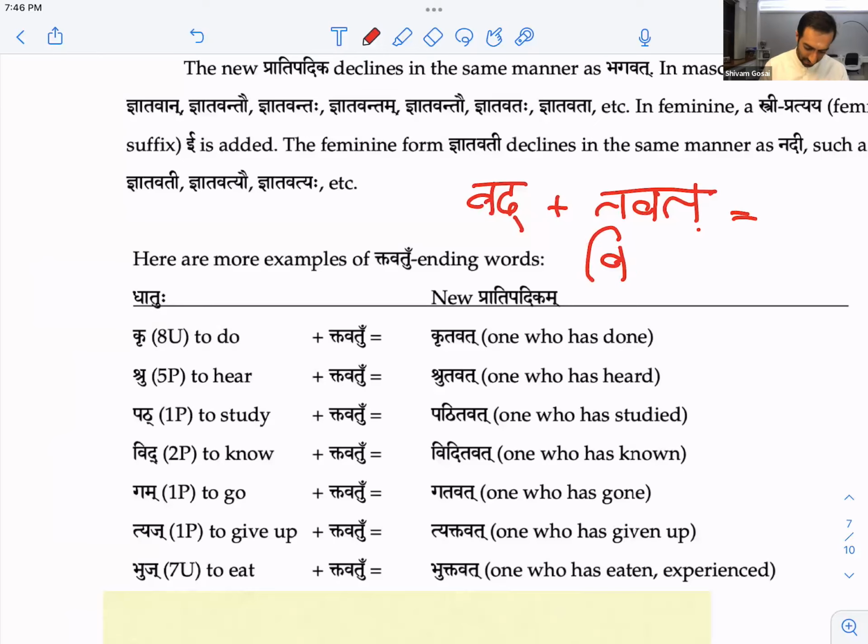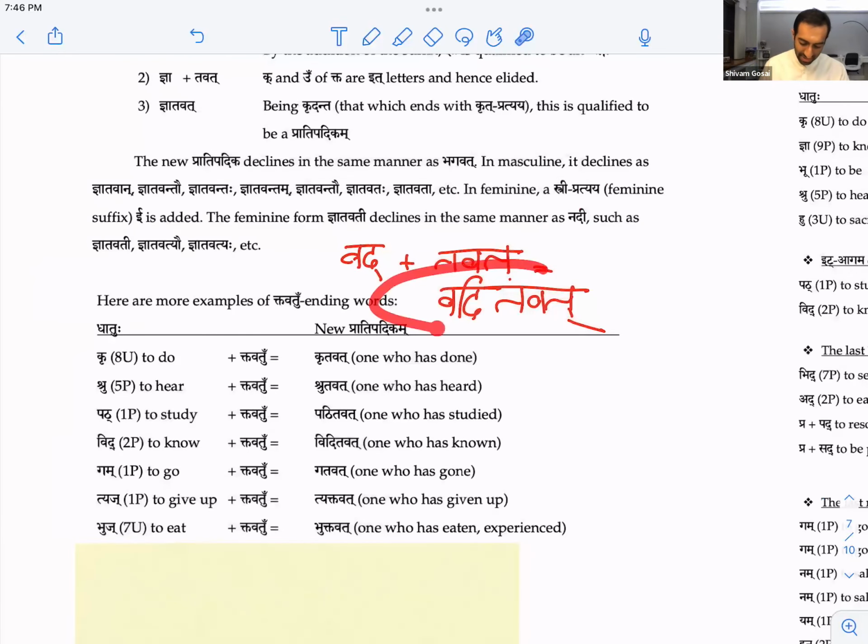Sorry, no. Vaditavat, sorry. So you get va, you get this extra ikara. This comes for some of them, not all of them. So, vaditavat. Okay. Now we have this word vaditavat, which can decline, right? So this is the noun. So he, she, it has spoken in the past. One who has spoken. Okay, vaditavat.